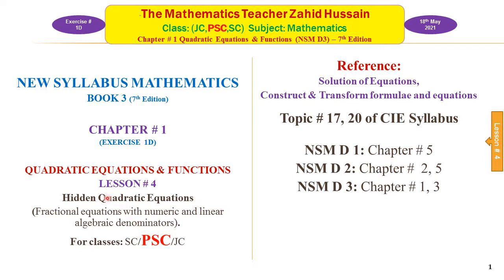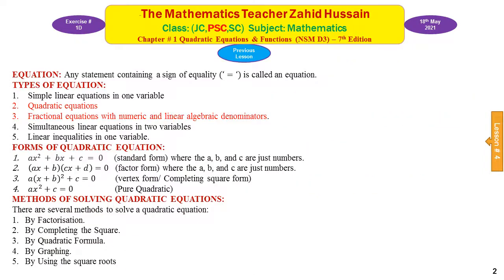which will reduce to quadratic equations, and then we will solve these quadratic equations by factorization, quadratic formula, or by completing square. These are the terms which we have studied in the previous lessons. Equation types of quadratic equation. Earlier we have studied the quadratic equations which are in standard form or hidden quadratic equation.